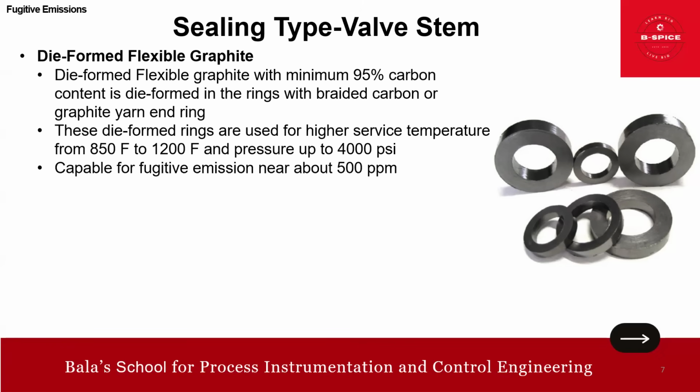It is capable of fugitive emission of near about 500 ppm. See, you have to reduce the fugitive emission, right? But this will give up to 500 ppm, meaning if you go for this graphite, you will get this leakage. You cannot make it less, but there are better sealings which will bring this fugitive emission down. That is the point.